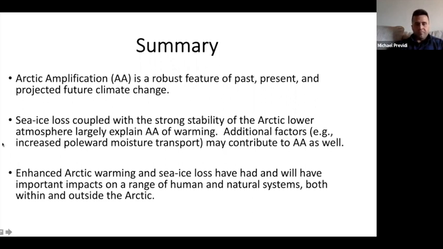Finally, enhanced Arctic warming and sea ice loss has had and will continue to have a number of important impacts on a range of human and natural systems. And this is not just limited to the Arctic. Hopefully the examples I've shown you today let you know that this is really a global problem. Arctic amplification is a global scale phenomenon. What happens in the Arctic, the enhanced warming and the sea ice loss, impacts the climate and therefore impacts these human and natural systems, far removed from the Arctic. So it's really a global issue.